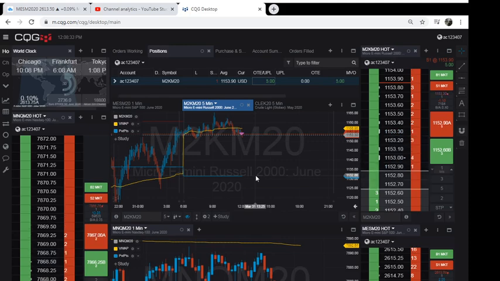So there is a big gap here of almost 20 points. So in Russell you can earn around 100. This is a micro account, so on a normal standard account you will earn around 1000. That's the plan at this moment.